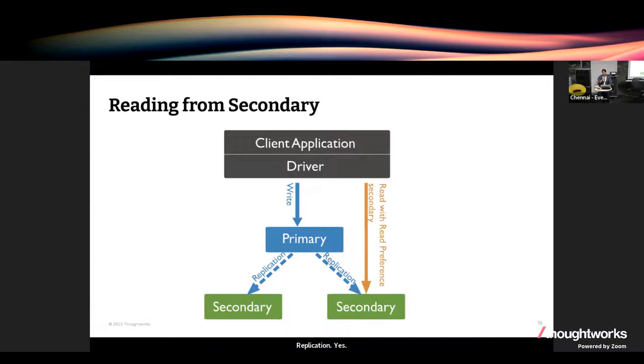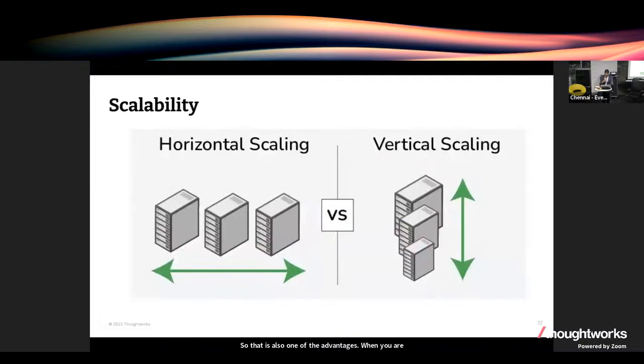And reading from secondary. You can also use your secondary nodes as read servers. So all your writes go to the primary server, and your secondaries, because they can be used for reading, will increase your read performance. So that is also one of the advantages when you are configuring a replica set. Okay, before we go to the next topic, any other questions so far?